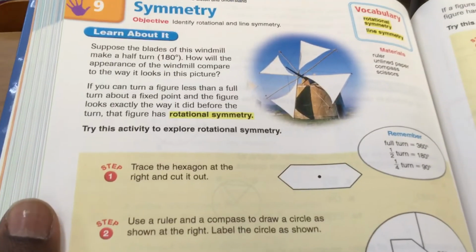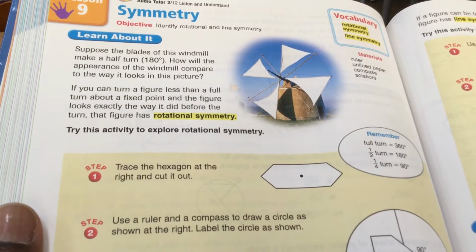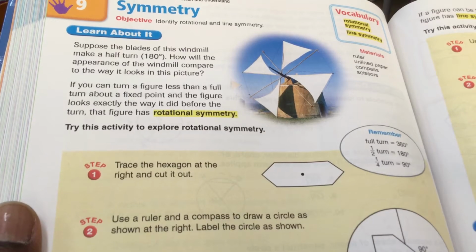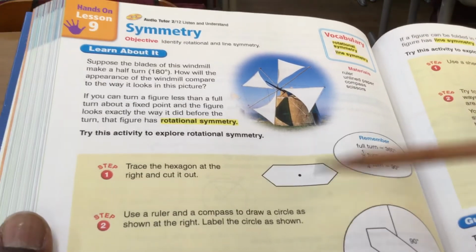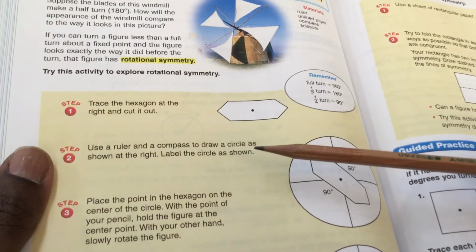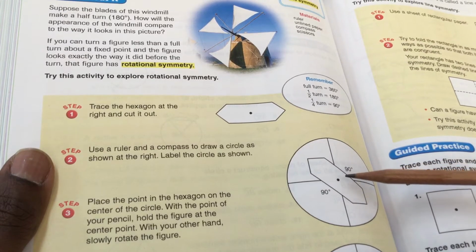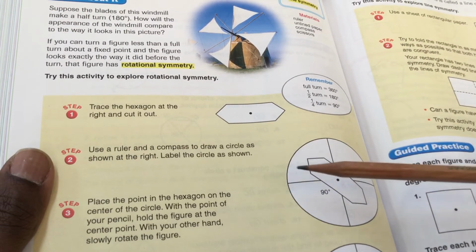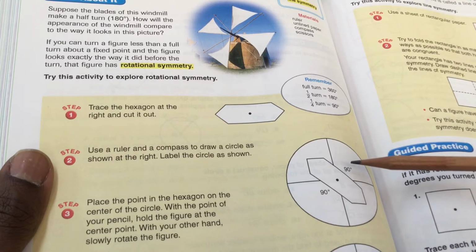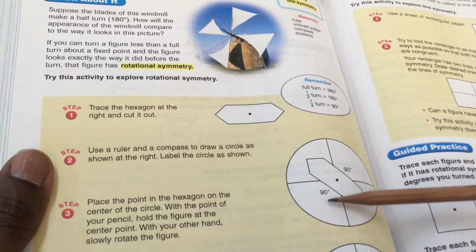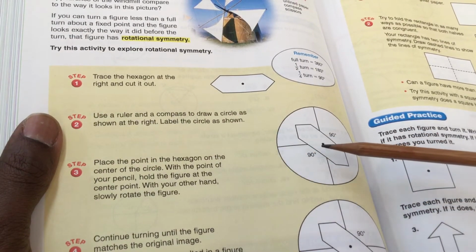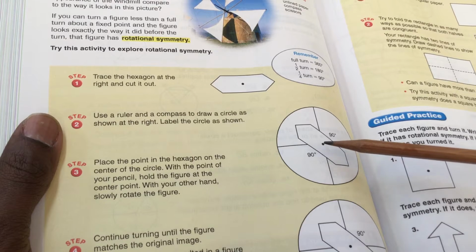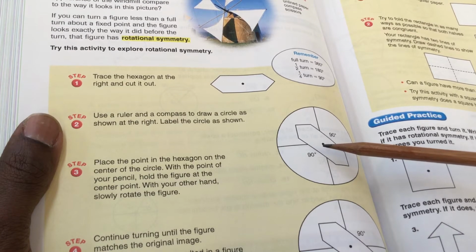So here, they're talking about tracing the hexagon at the right, which is here, and cutting it out. Then you can use a ruler and a compass to draw a circle as shown on the right. You would label the circle as shown, 90 degrees, 90 degrees. Then you can place the point in the hexagon on the center of the circle. With the point of your pencil, hold the figure at the center point.